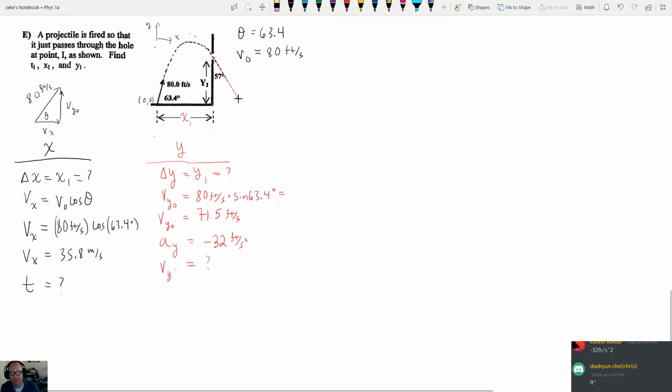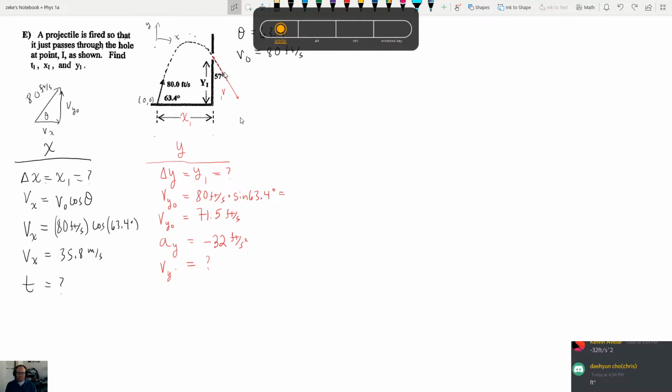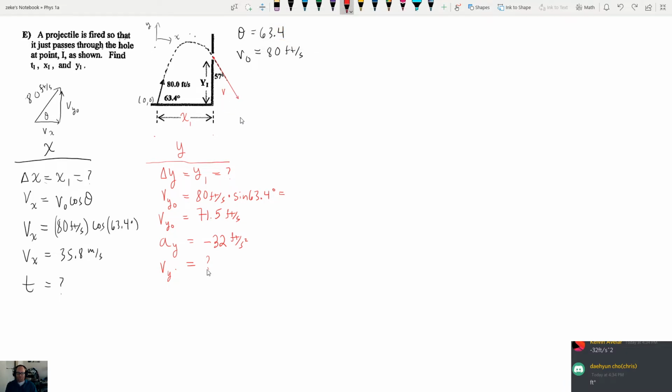So that's going to be our velocity vector when it comes out. I'll just call that one v. Okay, we don't know what that is. But vy is going to be a component of that. And then we've got delta y, vy initial, ay, vy, and the last one is time, which we don't know.